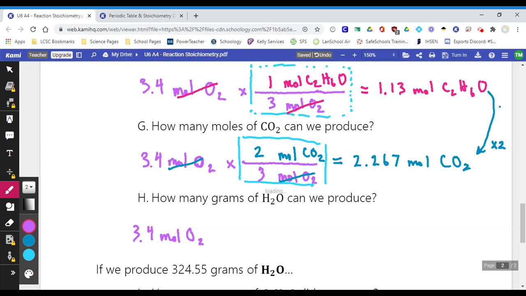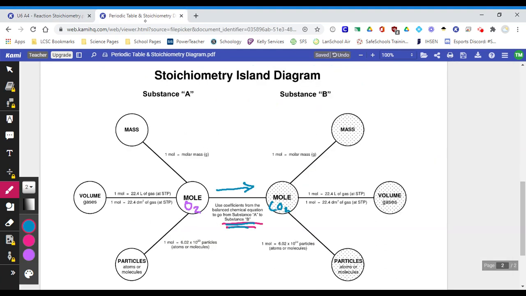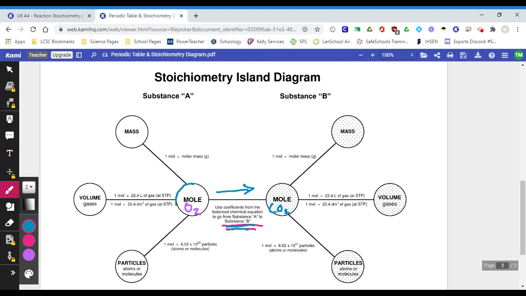All right. I want to convert that. Now, getting to grams, I don't think there's anything where I can go from moles of one thing to grams of another thing. That's a little bit of a jump. So I should go back to my stoichiometry diagram. Okay, so I'm still starting with moles of O2.